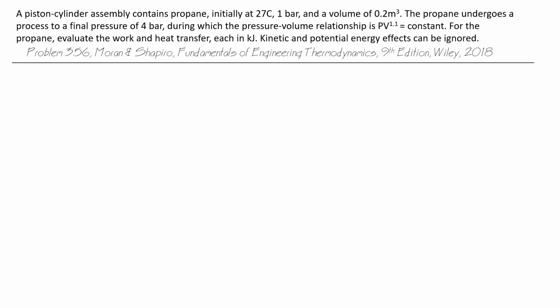A piston cylinder assembly contains propane, initially at 27 C, 1 bar, and a volume of 0.2 cubic meters. The propane undergoes a process to a final pressure of 4 bar, during which the pressure-volume relationship is PV to the 1.1 power equal constant. For the propane, evaluate the work and heat transfer, each in kilojoules. Kinetic and potential energy effects can be ignored.